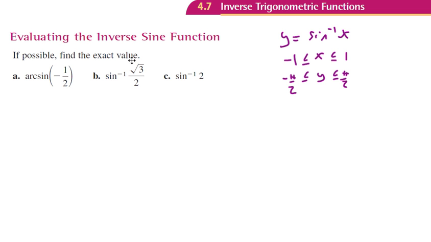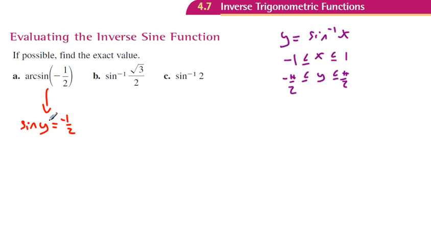If possible, find the exact value. So we want to find the arc sine of -1/2. So what's up with this arc sine? What's the reason for even writing it as arc sine? Well, the reason we can also write sine inverse as arc sine is because of what it means. Let me show you what this is actually asking you to find. What this means is they're asking you what is the sine of some angle that's equal to -1/2.